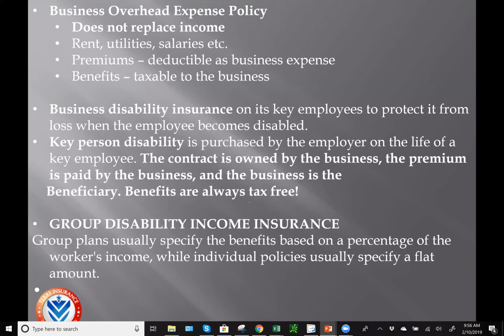Now, very important, and we covered it in our taxation video, the premiums are paid by the business owner, and they are deductible as a business expense. However, if that business owner becomes disabled, any benefit received by the business, once again, rent, salaries, utilities, lease agreements, is taxable to the business. So a business overhead expense policy, premiums paid by the owner, deductible as a business expense, benefit received by the business would be taxable. All right, these next two, key person and buy-sell agreement.